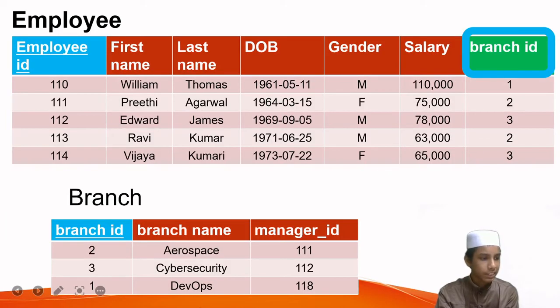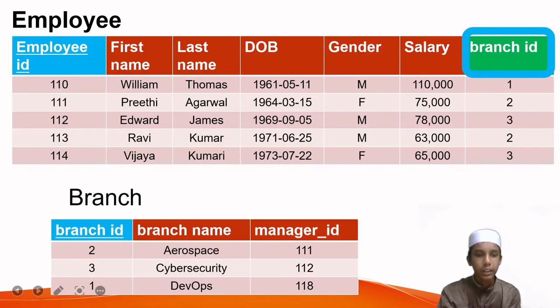I am going to explain this with a table. We have another branch table, and the employee table is the same as before: the employee ID, the first name, the last name, the DOB (date of birth) of the person, the gender, the salary, and the branch ID. All of them are the same. But I have another table, which is the branch table. We have branch ID, branch name, and manager ID.